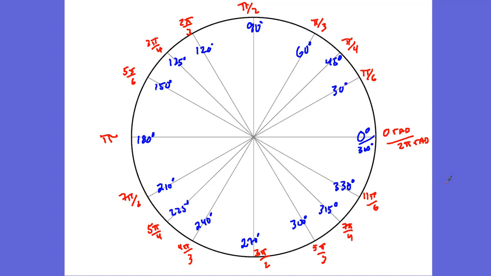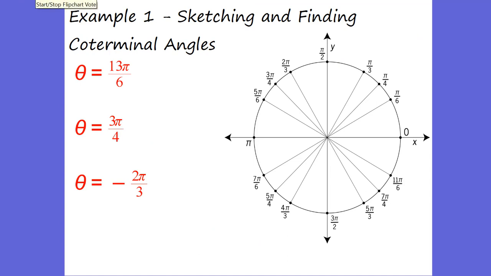So the blue is all in degrees, the red is all in radian measurements. Okay, and so you have two different types of angle measures that you can use. One is in degrees, one is in what we call radians. So here we're going to sketch and find some coterminal angles.